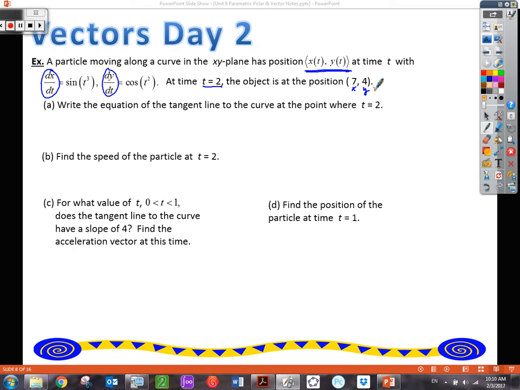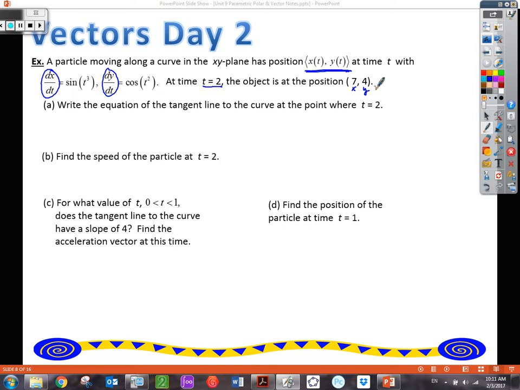So let's take a look at what they're wanting. Part A says write the equation of the tangent line to the curve at the point where t equals 2. Okay, so let's think about that for a second. If we want a tangent line, we need slope. In order to get slope, we need dy dx. We don't have that in that form, but we can easily get it. So we're going to have to treat it like a parametric at this stage because we need dy dx.